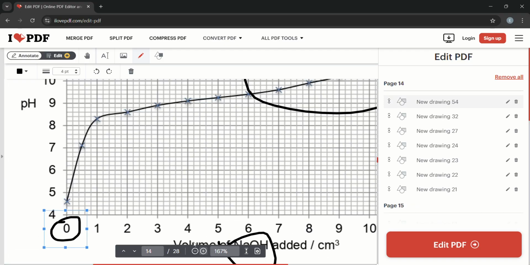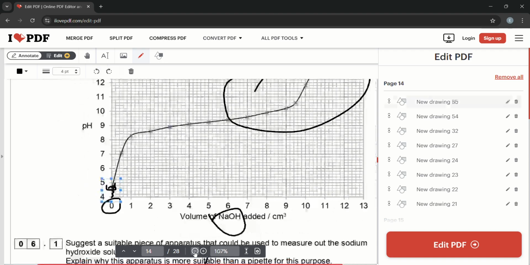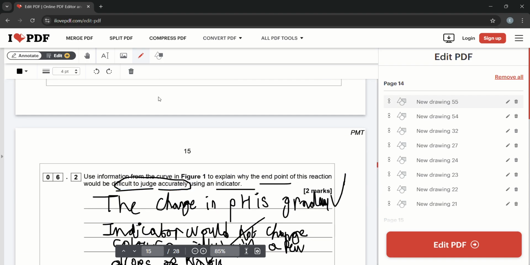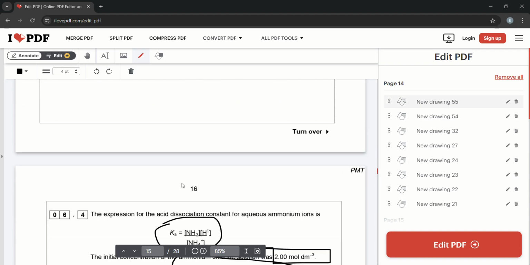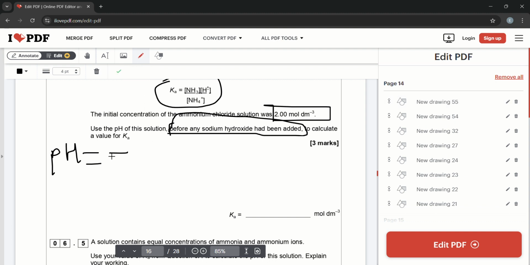And if we zoom in here, the axis goes 4.2, 4.4, 4.6, 4.8, so it's going to be 4.6 because they go up in 0.2s. Now we can find the concentration of H plus ions. H plus equals 10 to the power minus pH.